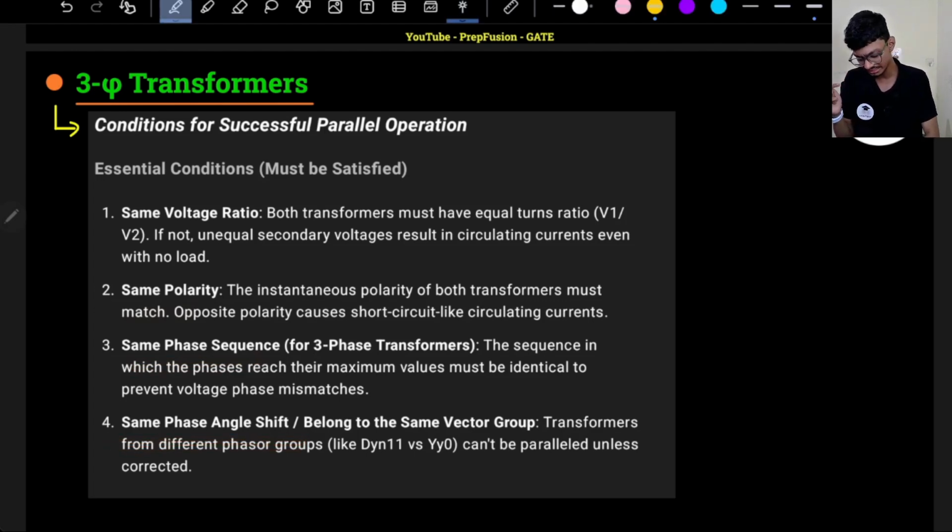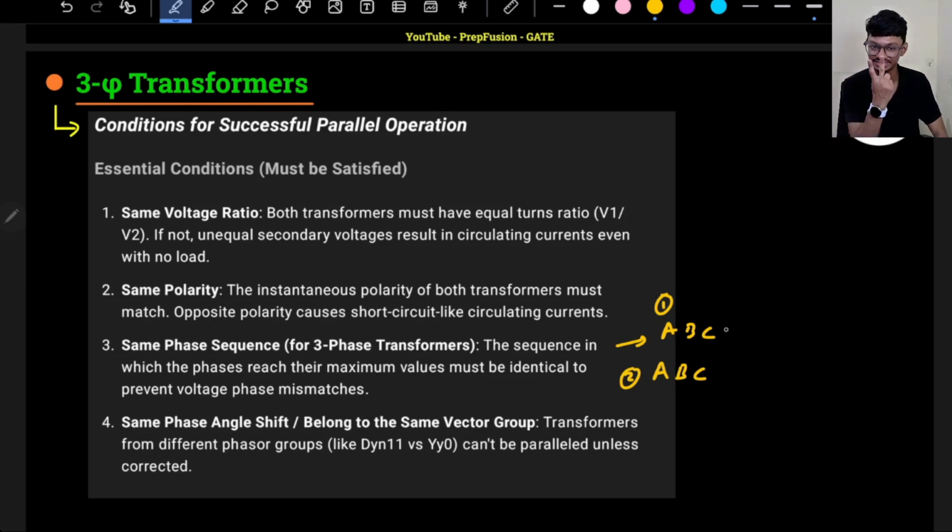Phase sequence means if transformer 1 has ABC phase sequence, transformer 2 also should have ABC phase sequence. Otherwise, of course, it will not work, right? Because the phase difference will be different between A and B. Got it? So they both must have same phase sequence. If they have different phase sequence, this will not work at all, because after A, B will come, then C will come. And if in the second transformer, after A, C comes, B comes, then it is a problem. It is a huge problem.